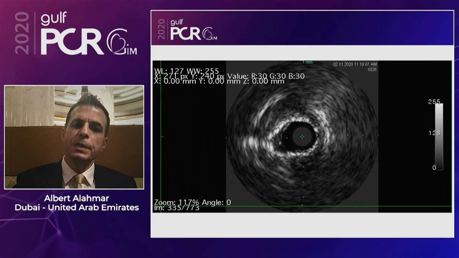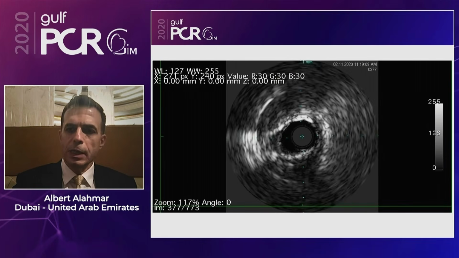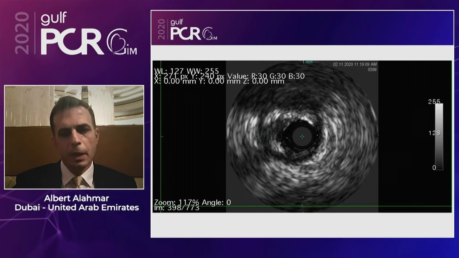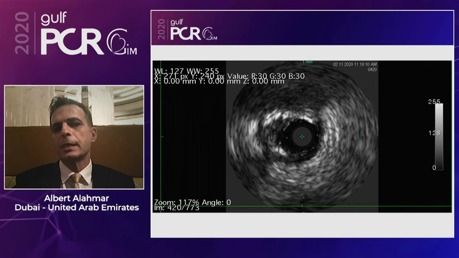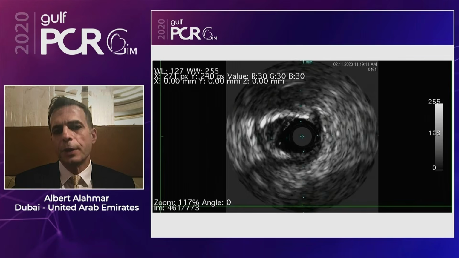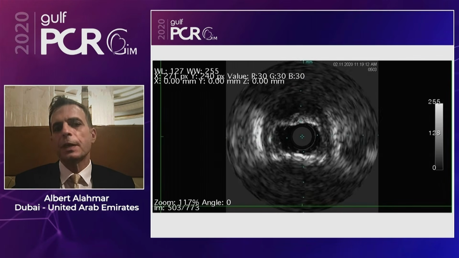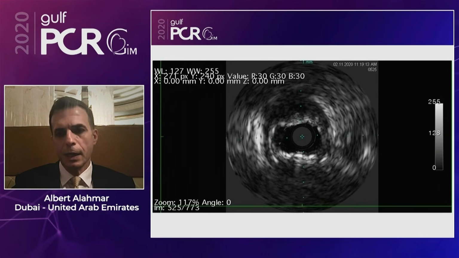I'll show you just basically the IVUS. This is the IVUS run from distal to proximal. As you can see, it's a 360 degree heavily calcified lesion with very thick calcium beyond 0.5 millimeter. Per the definition of calcium, it's severely, heavily calcified.